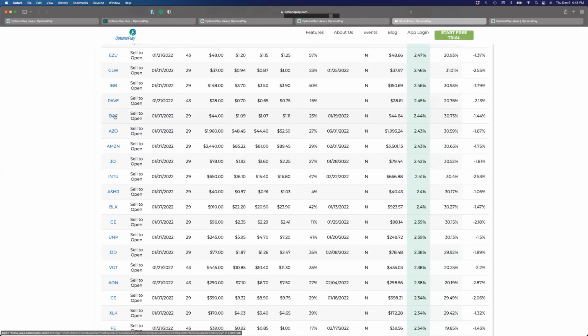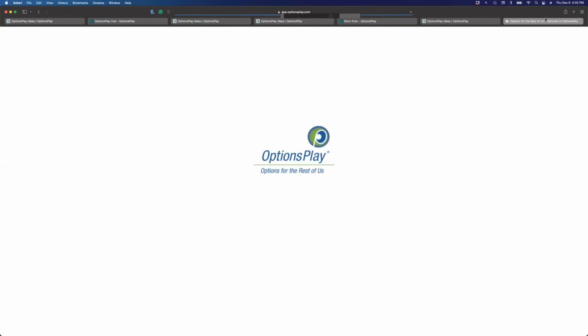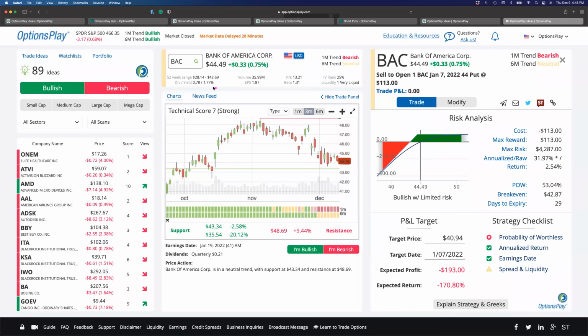Let's take a look at Bank of America here. And I want to use Bank of America because this is a dividend paying stock, right? With these types of financials, with these banks, you have a dividend paying stock. Bank of America pays 1.77% for the full year. Here, you're getting 2.54% in the next 29 days. So you're getting slightly more than the dividend yield in just 1 month than what you get in the full year from Bank of America.